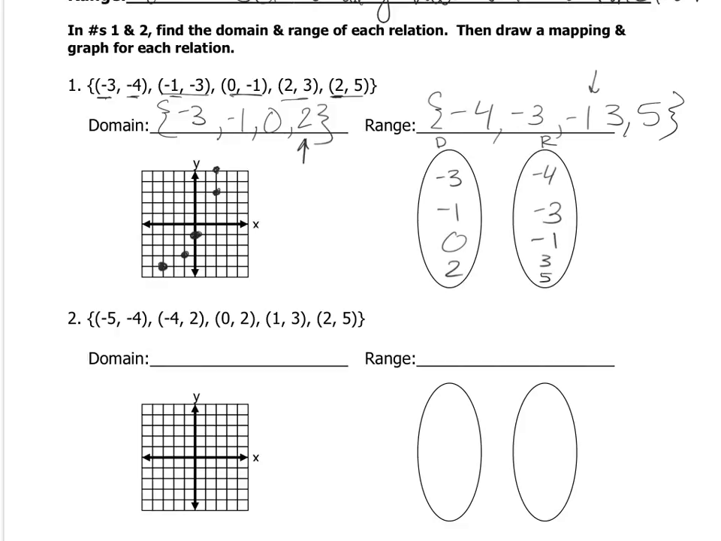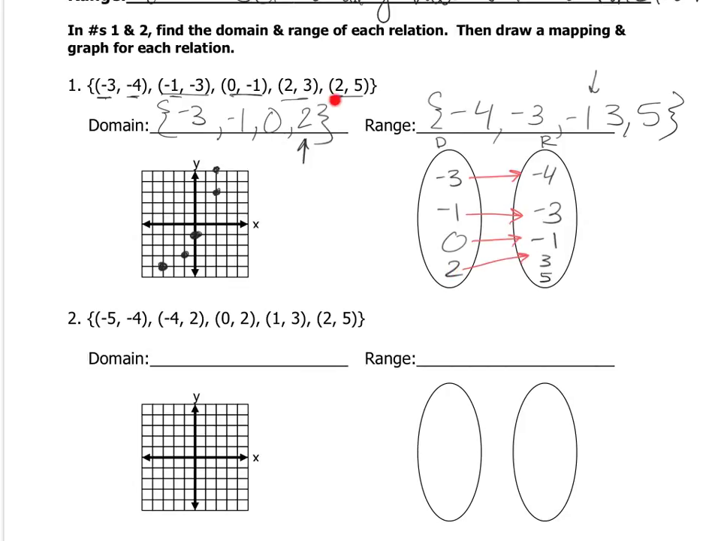We're ready to map. So it says here that -3 maps to -4. So over here, -3 must go to -4. I know that -1 goes to -3, so I'll add that in. I know that 0 pairs with -1. I also know that when I plug 2 into the function, I get 3, so 2 will go to 3.